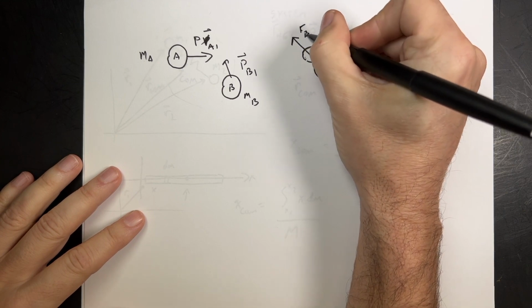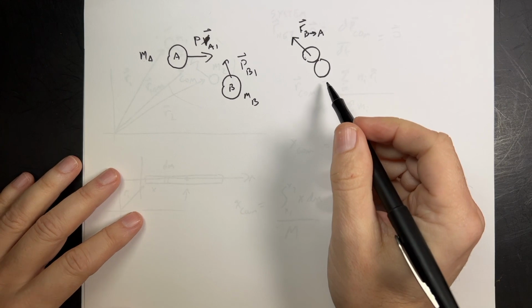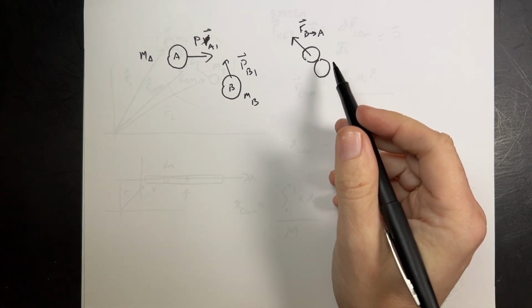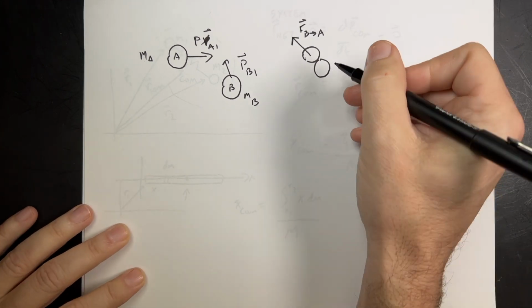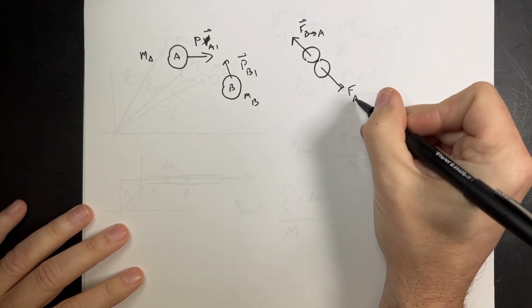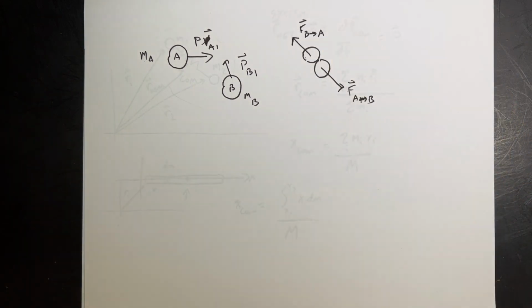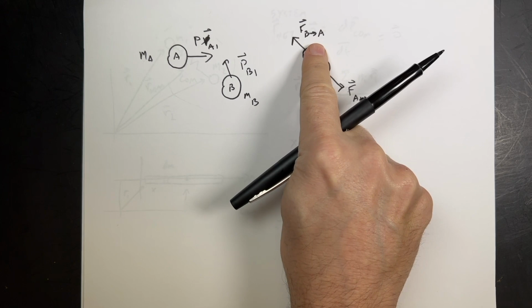F, B on A. But A pushes back on B. And because forces come in pairs, because of Newton's third law, this force, F A on B, is equal in magnitude, an arrow. They have equal and opposite directions with equal and opposite forces, right? They're the same magnitude, opposite directions. And so what does this force B on A do to mass A?